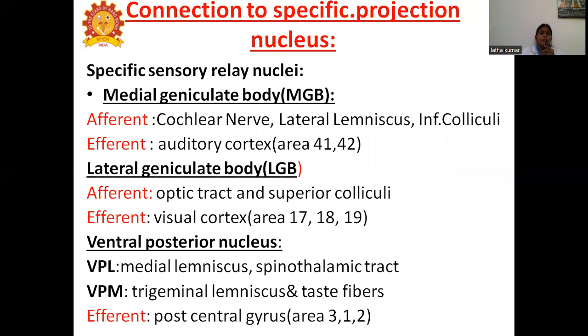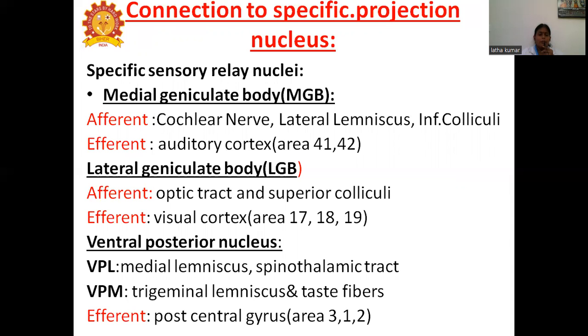Next one, lateral geniculate body. The lateral geniculate body receives afferents from the optic tract and superior colliculi. The lateral geniculate body shows an orderly organized representation of the retina. It receives projection from the optic tract from both eyes. It also receives projection from the superior colliculi.